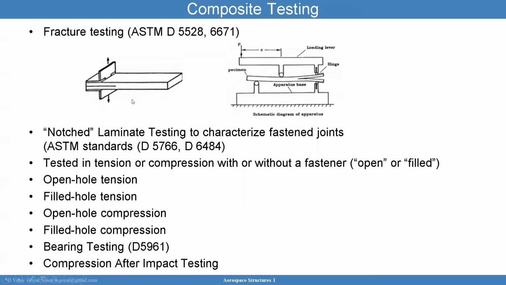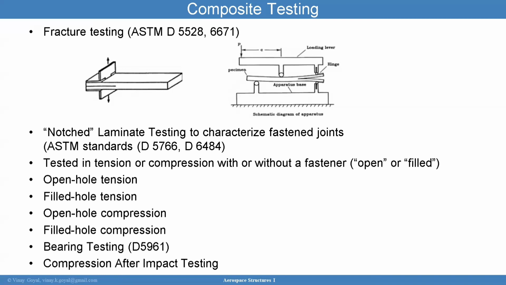There's also the notched laminate testing to characterize fastening joints. You have the tension or compression with or without a fastener. We call this the open or filled hole tension test or compression test. And then you have the bearing test and the compression after impact test. So a lot of testing is required to fully characterize composite materials.